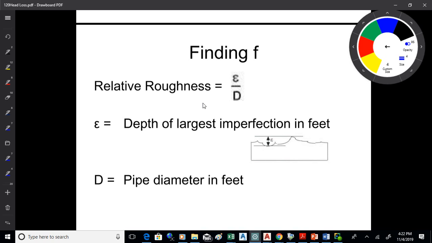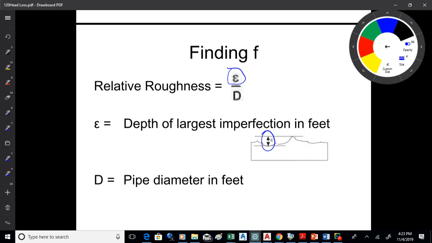The other is to determine the relative roughness. To do that, you kind of have to know what's going on inside the pipe. A pipe isn't perfectly smooth. There's little pits and little bumps and things like that. Okay, so we have this letter. This is a Greek letter, epsilon, that's used to describe the largest imperfection in feet in the pipe. And there is a little chart on page 120 that shows typical values for different types of pipe. You then divide that by the diameter of the pipe. Both of those values are taken in feet.